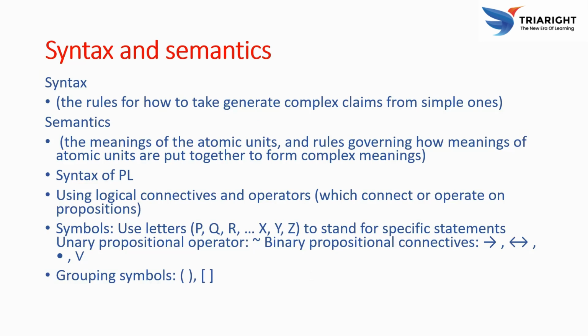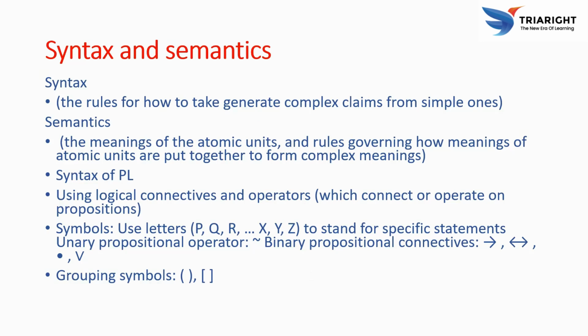So we have symbols, letters like P, Q, or X, Y, Z. Those are used to represent specific atomic statements or propositions. For example, P might stand for it is raining, and Q might stand for the ground is wet. Then the unary operator: the symbol is often read as not. It is a unary operator, meaning it operates on only a single proposition. If P is true, then not P is false, and vice versa.